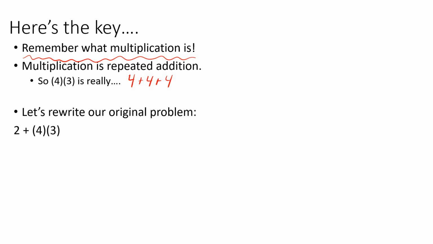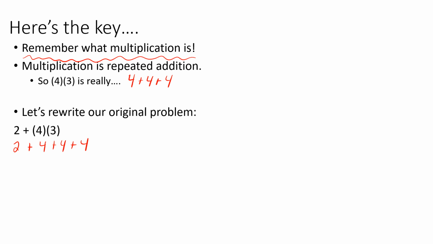Now, what we're going to do is take that definition of multiplication and apply it to that original problem. So we had 2 plus 4 times 3. I'm going to take that 4 times 3 and replace it with 4 plus 4 plus 4, which I know I can do because that's what 4 times 3 means. Now, the key here is that I've taken my problem that had 2 different operations and written it to have just one operation, that is addition. And now the order that we do it in doesn't matter. Addition is commutative, so you can add those numbers in any way that you want.